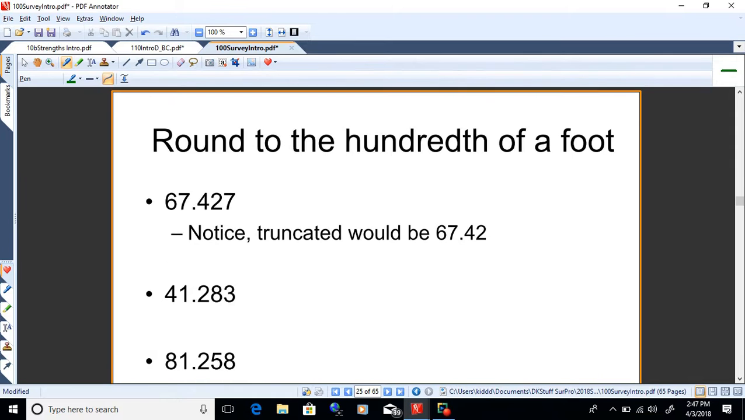Okay. So all you got to do here, if you want to round these to the hundredth of a foot, is first identify the column you're rounding to, and then round either up or down. So 6743, right? 4128, 8126. We good with that? Okay.